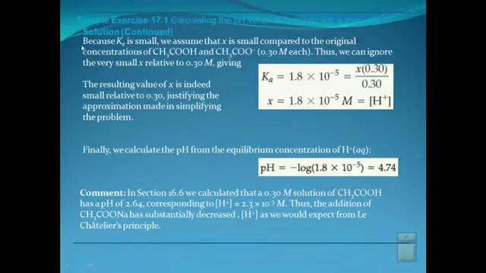So here's the hard part. Your Ka is really small, right? Your Ka value, again, is 1.8 times 10 to the negative 5. How does that compare to your 0.30 molar? It says because Ka is small, we assume that X is small compared to the original concentrations of acetic acid and acetate. Thus, we can ignore very small x relative to the 0.3 M.